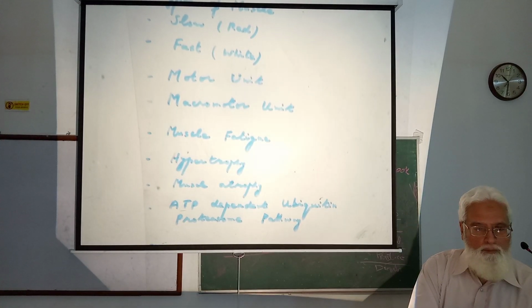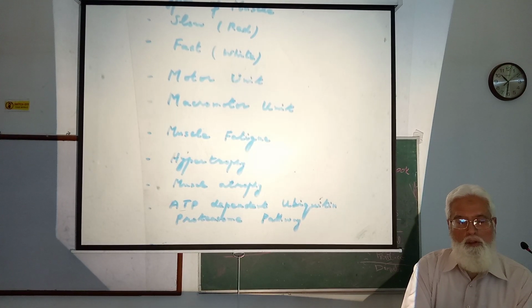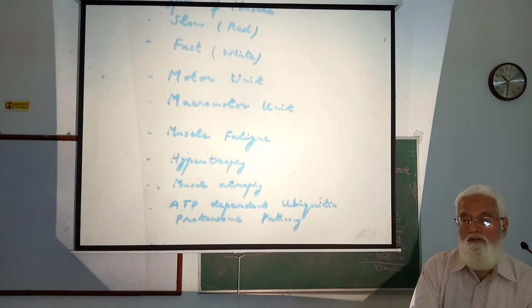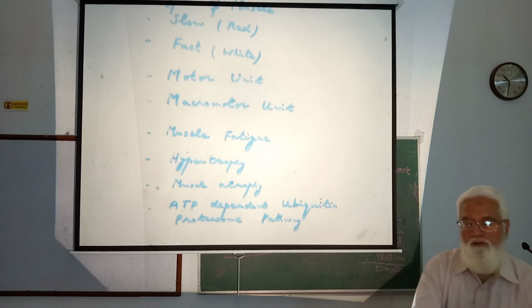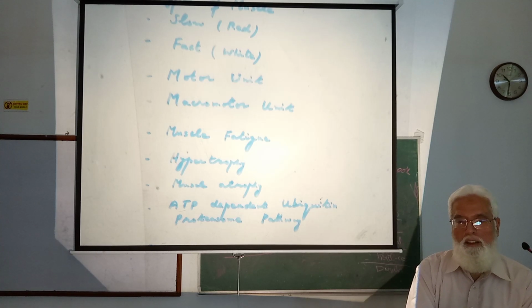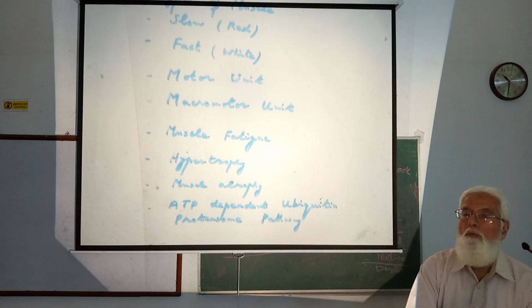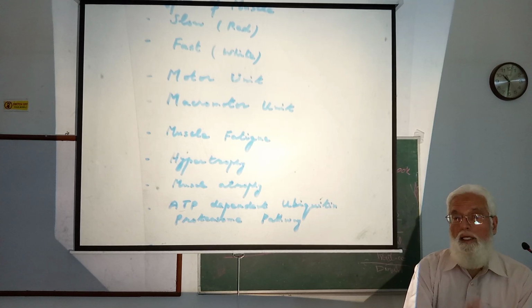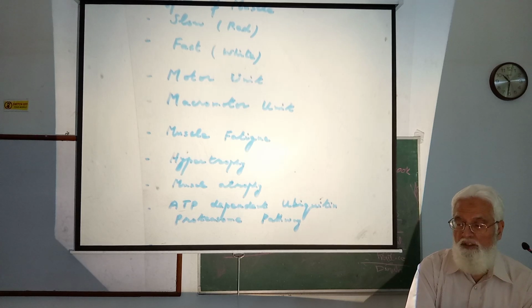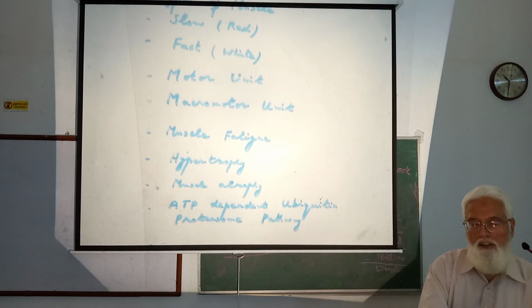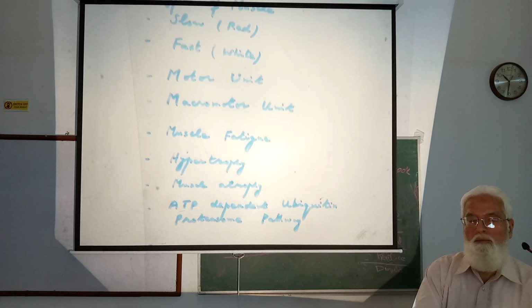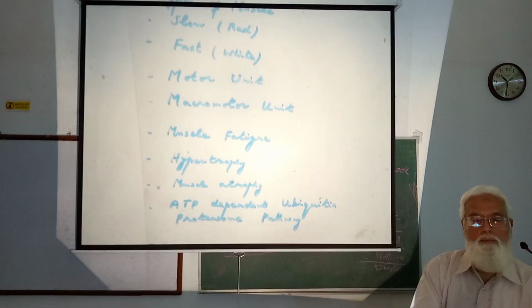Now in experiments on nerve and muscle of the frog, the site of fatigue is the neuromuscular junction. So this was about muscle fatigue.